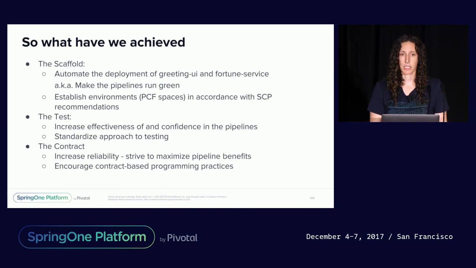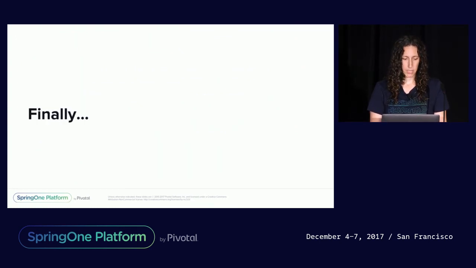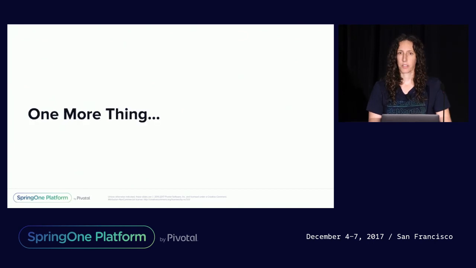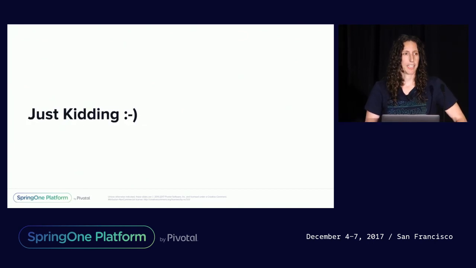So what have we achieved? We have full automation of our applications through our pipelines. We're automatically tagging GitHub repositories with versions and prods and taking away the prod tag if we have to do a rollback. We've increased test coverage. We've standardized the way we write tests across the enterprise. And now we're using contract-based programming. So finally, there's just one more thing. I'm just kidding. You're done.